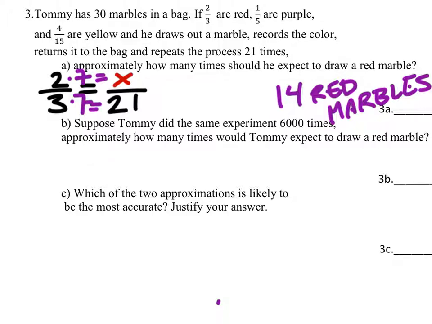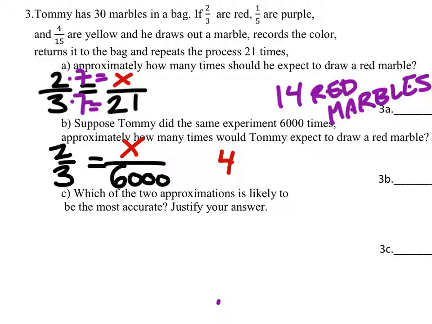Suppose Tommy did the same experiment 6,000 times. So again, we want to know how many times we would expect him to draw a red marble. Now, we're going to expect him to draw red two-thirds of the time because two-thirds of the marbles are red. And this should equal some number of reds out of 6,000 draws. So again, you could use the fish method if you wanted. 6,000 times 2 divided by 3. Bam. 4,000. So how many times? 4,000 times.